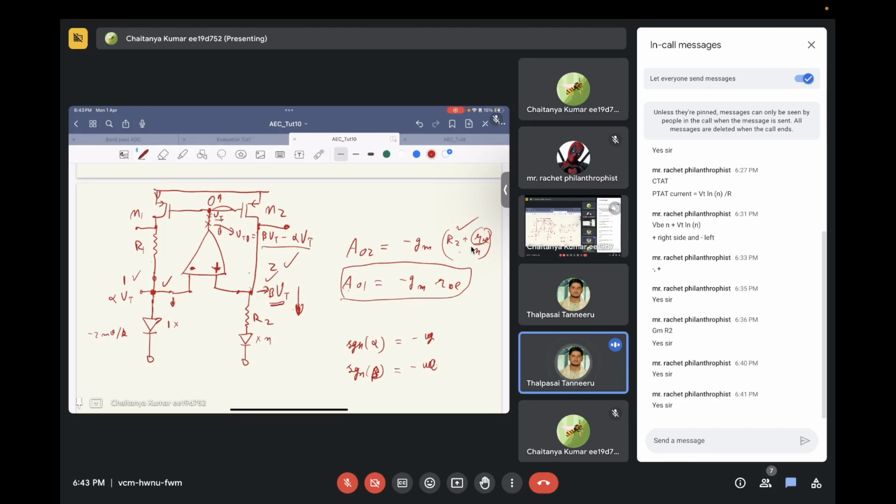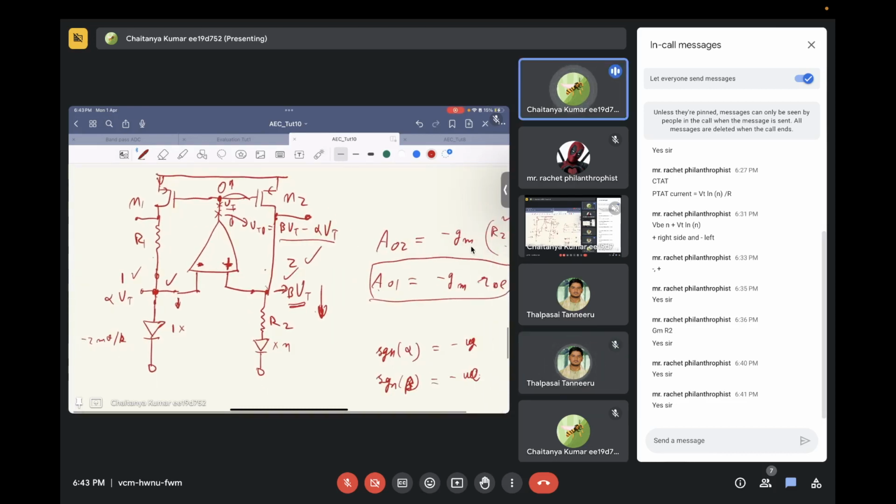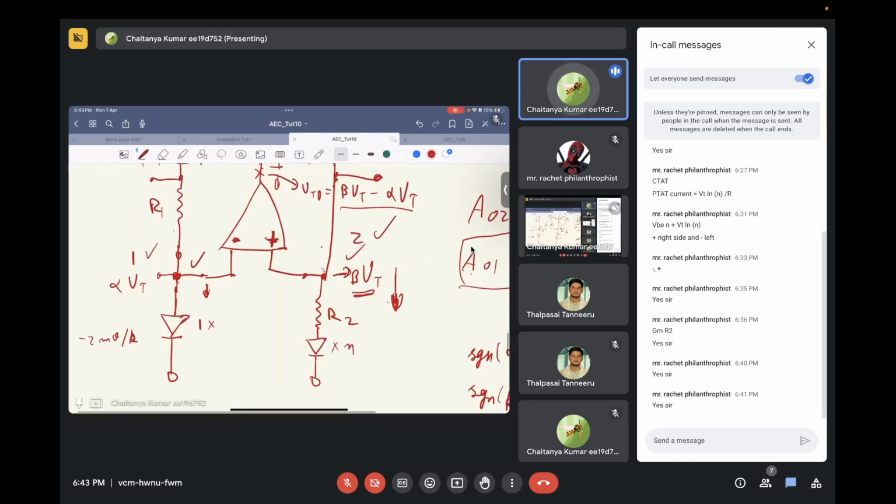So, what is the mechanism of achieving a constant voltage across temperature? The voltage across the diode will vary with a negative temperature coefficient, and the voltage across R1 will vary with a positive temperature coefficient.